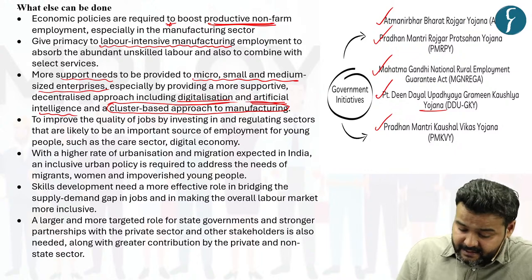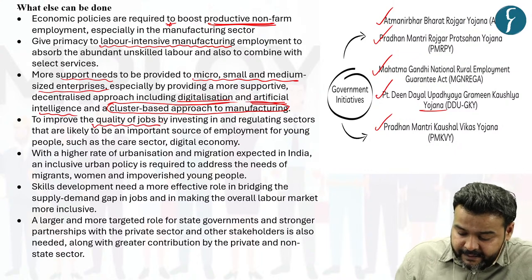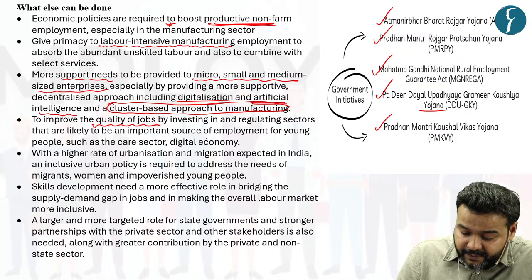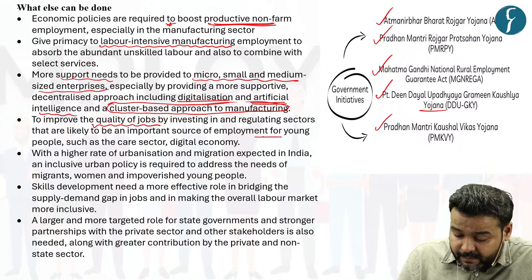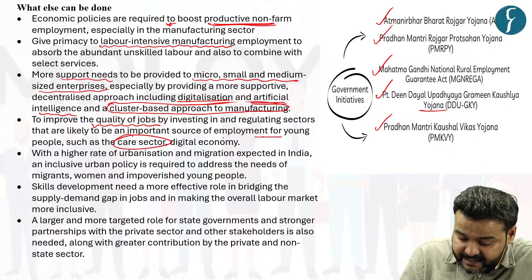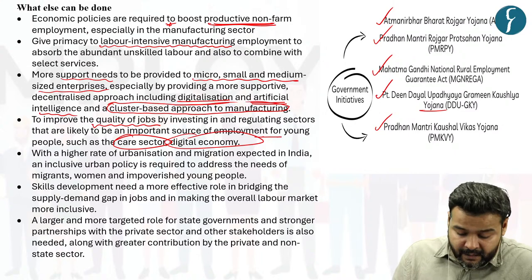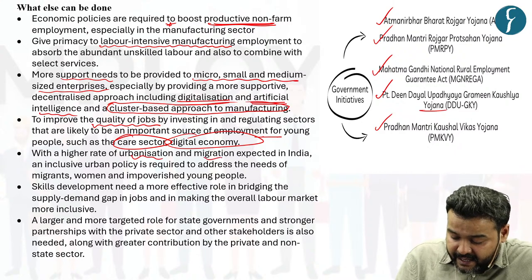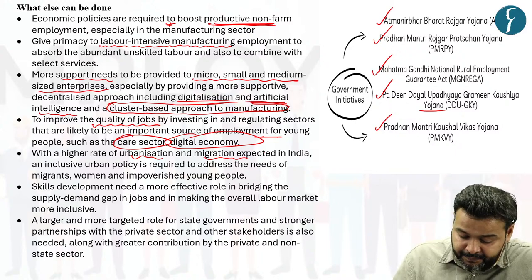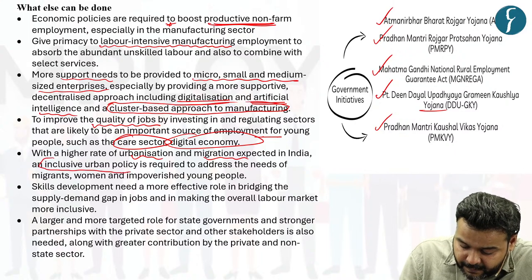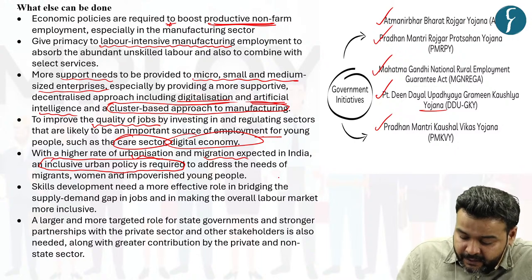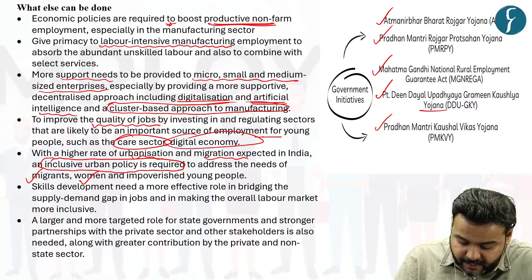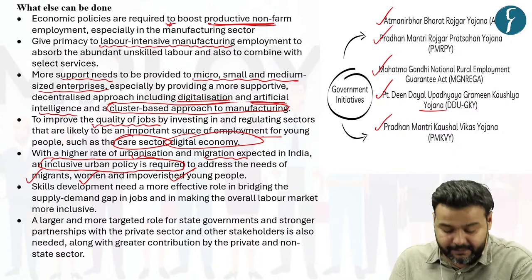Further, it says on the quality aspect that investing in and regulating sectors that are likely to be an important source of employment for young people, such as care sector and digital economy. Further, it says that with higher rate of urbanization and migration expected in India, an inclusive urban policy is required. Inclusive means to address the need of migrants, women, and impoverished young people.